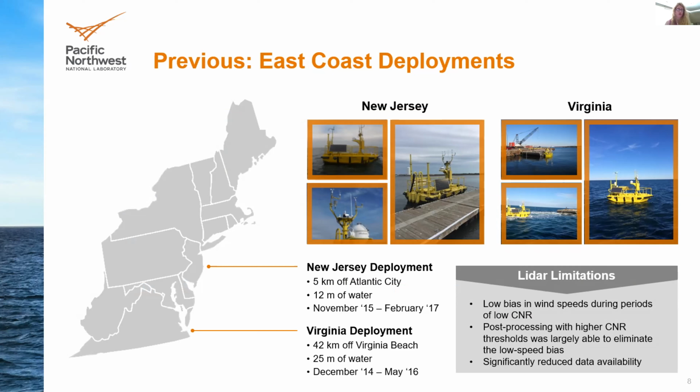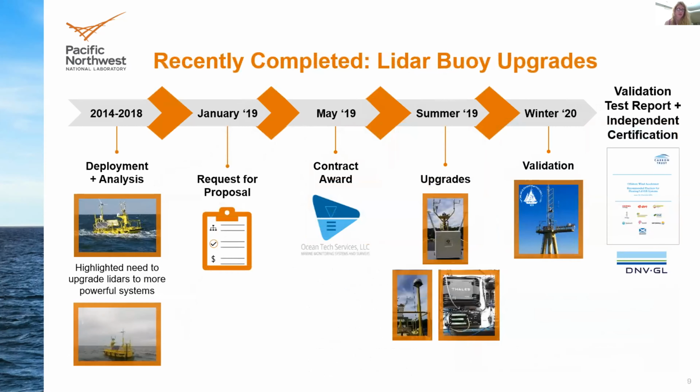And so for some of the range gates on the LIDARs that were collecting data, the data availability dropped to around 85%, which is below the Carbon Trust recommendation. So this is ultimately the reason why we upgraded our LIDAR systems. And so that upgrade was recently completed. Again, during the deployment, and as we were processing that data, that really highlighted the need to upgrade our LIDARs to more powerful systems.